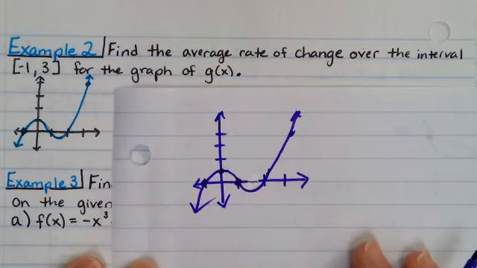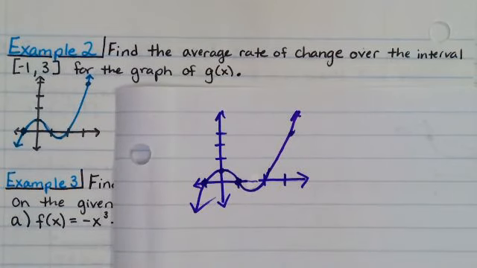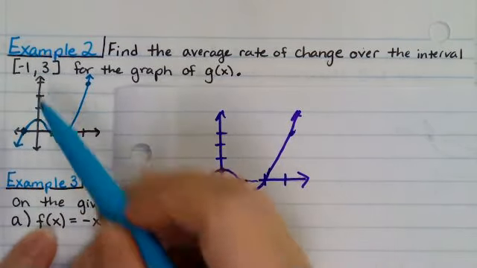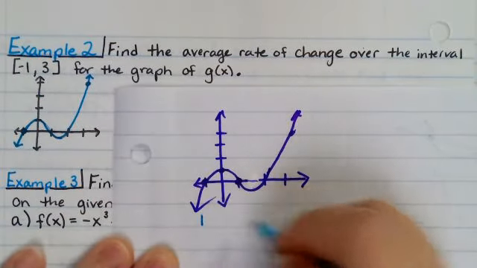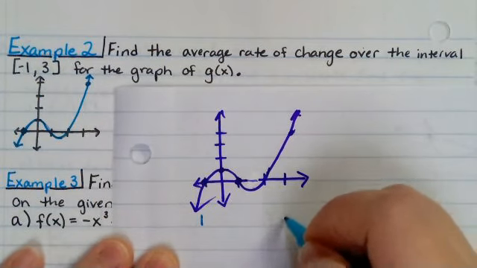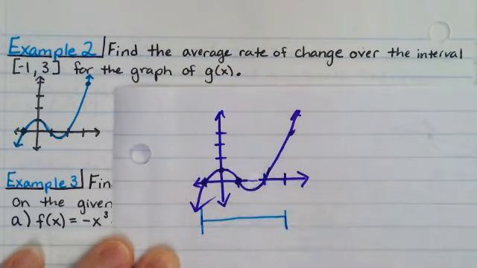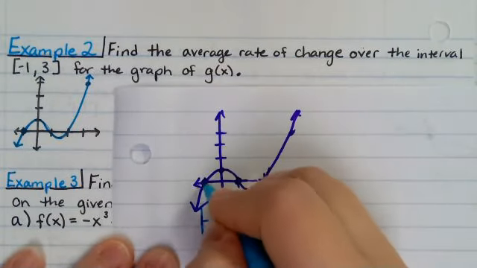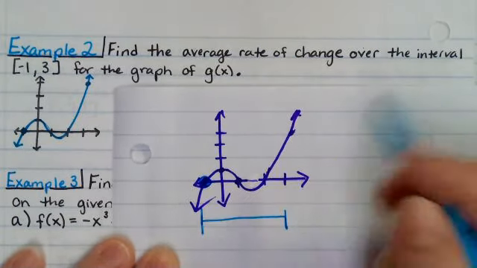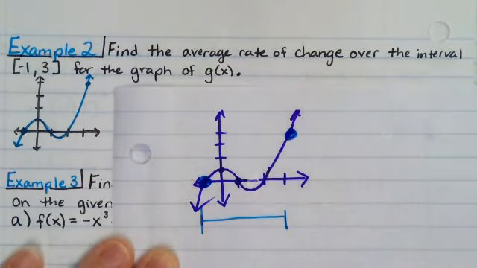They want us to look at the average rate of change over the interval, and they say -1 to 3, all right? Which means I'm looking at my x value of -1 to my x value of 3. 1, 2, 3. So I want my average rate of change over this interval, meaning I want the average rate of change from this point to this point.